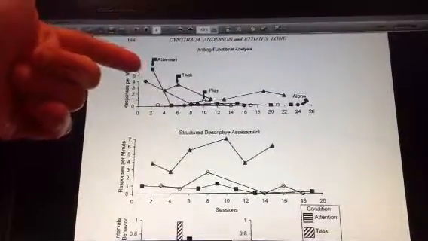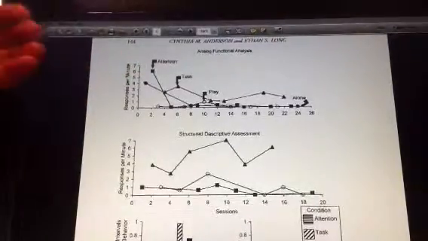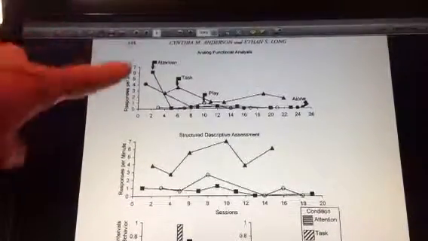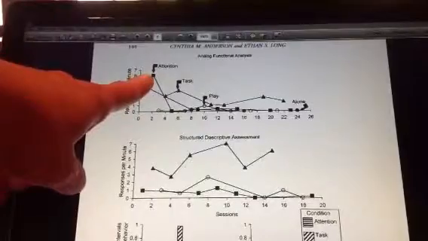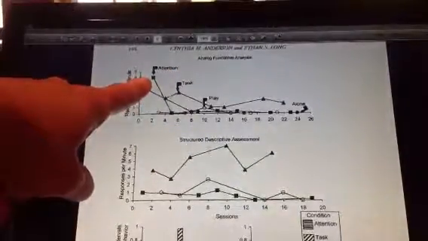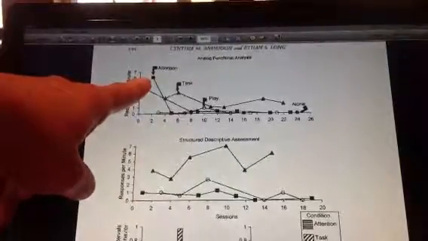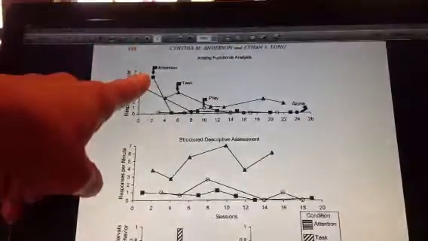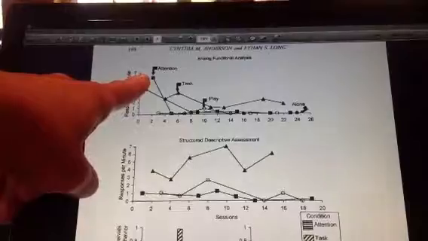It would be different if I didn't have that experience, and if I just looked at this and I said, oh, I see attention has the highest data point here. Attention is the function of this behavior. Therefore, I'm going to write my intervention based on that knowledge.